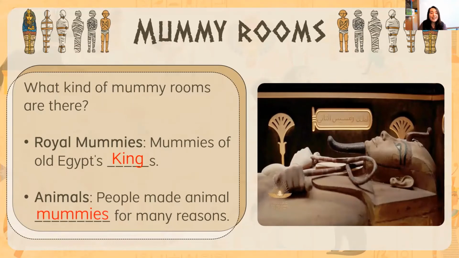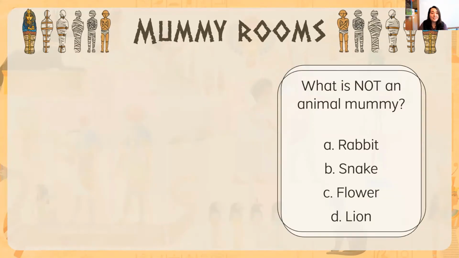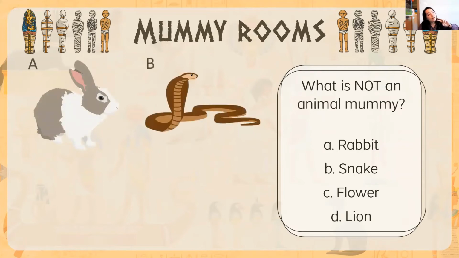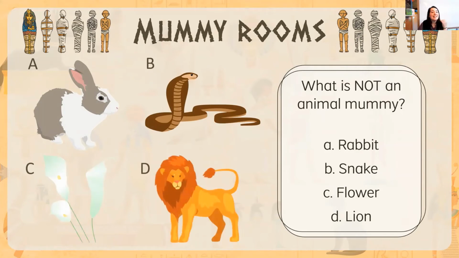So people made animal mummies for many reasons. So which is not an animal mummy? The rabbit, the snake, the flower, a lion. What is not an animal mummy? Flower, good job. So it is the flower, not an animal mummy.